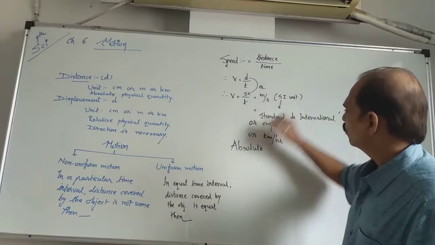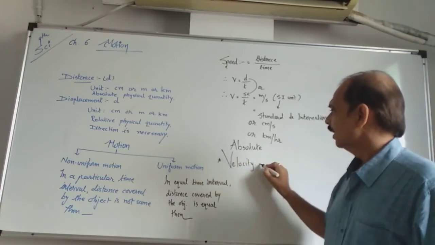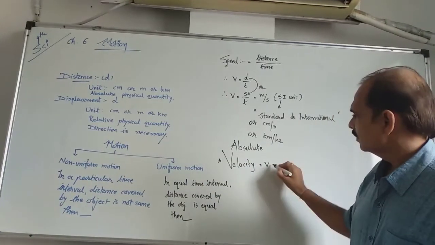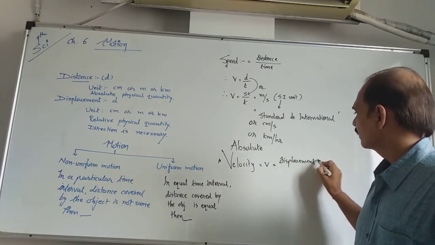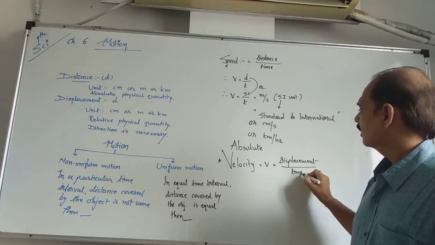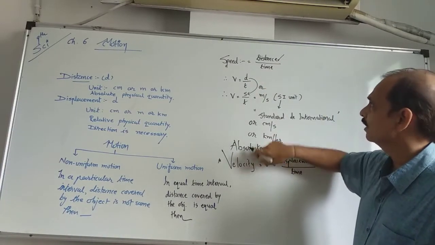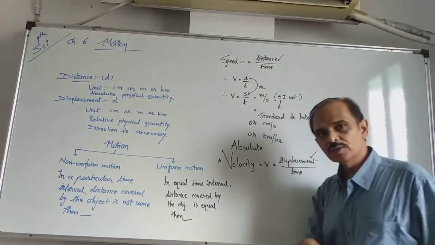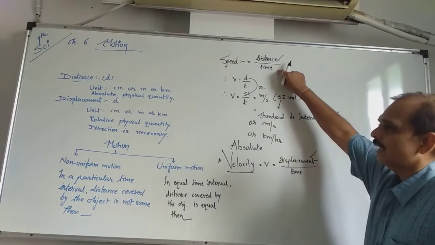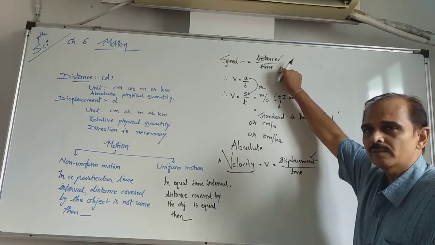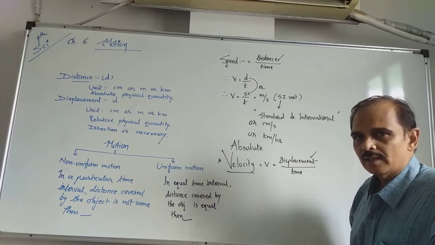But once you plunge into velocity, velocity is also denoted as v. Velocity means not distance, but displacement upon time. The difference is between distance and displacement. Distance is an absolute physical quantity. Time is also an absolute physical quantity. But velocity means displacement upon time. Here we define that distance traveled by the object per unit time is called speed. Velocity means displacement of the object per unit time.